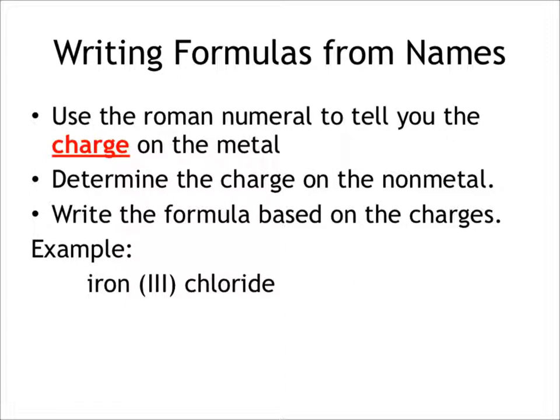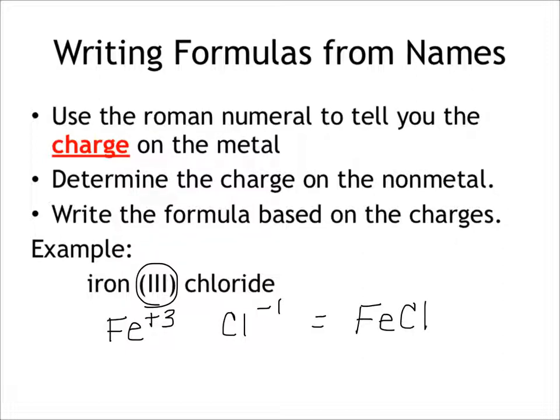So when you're writing formulas from names, use the Roman numeral to tell you the charge on the metal, not the number of atoms there are. For example, it's not Fe3 necessarily just because there's a 3 here in iron 3 chloride. So once we determine the charge on the metal, which in this case is Fe plus 3, we can now determine the charge on chloride just because we know that in being group 7 it's a -1. Now we can write the formula just like we did before, either by balancing out the charges or by switching the 1 and the 3, and we end up with FeCl3.